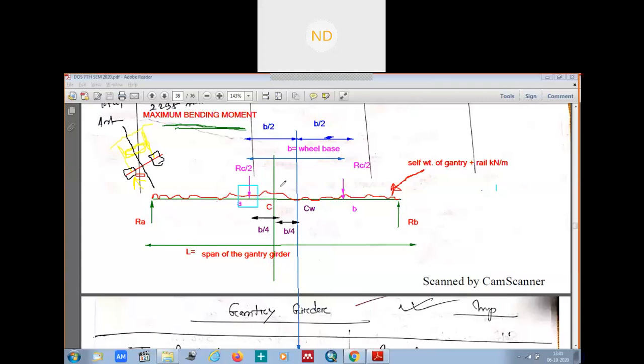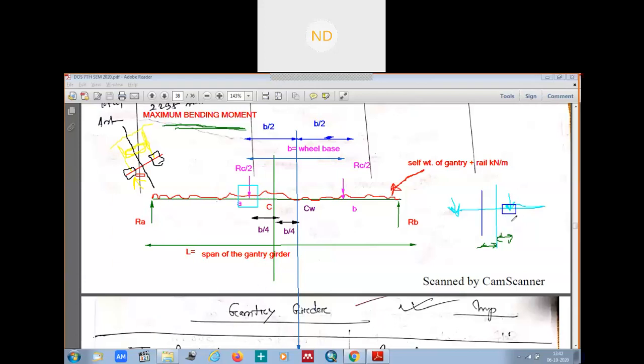So whatever is this distance, the distance between the CG of the gantry girder and the CG of the wheelbase must be the distance of the nearest wheel, whichever it is. It may be this, it may be this, like here I told you. In this case, your maximum bending moment is here, which is nearest to the CG of the gantry girder. But keep in mind that the distance from the CG of the gantry girder to the nearest wheel and the distance from the CG of the gantry girder to the CG of the wheelbase are the same.